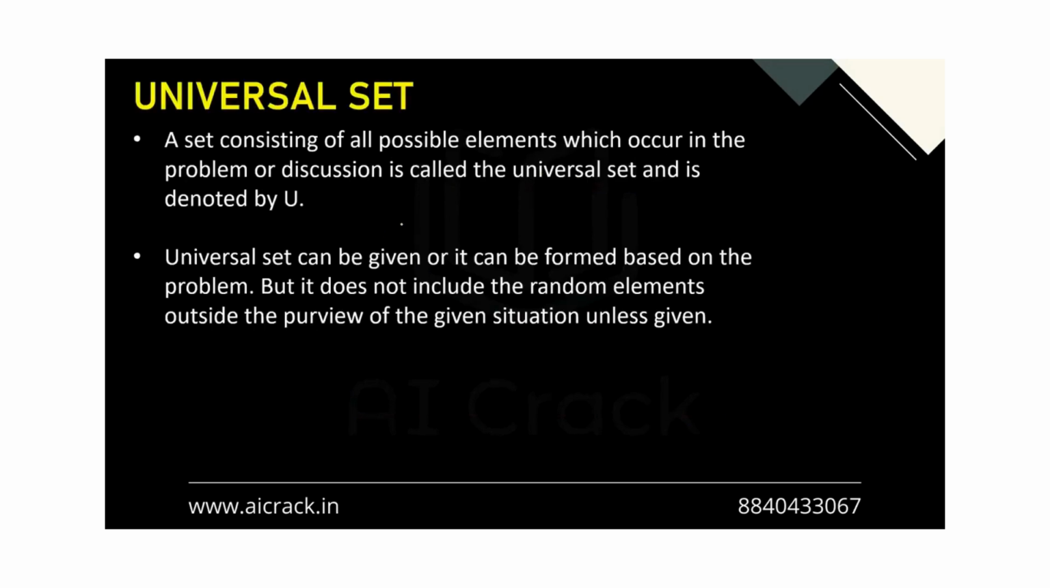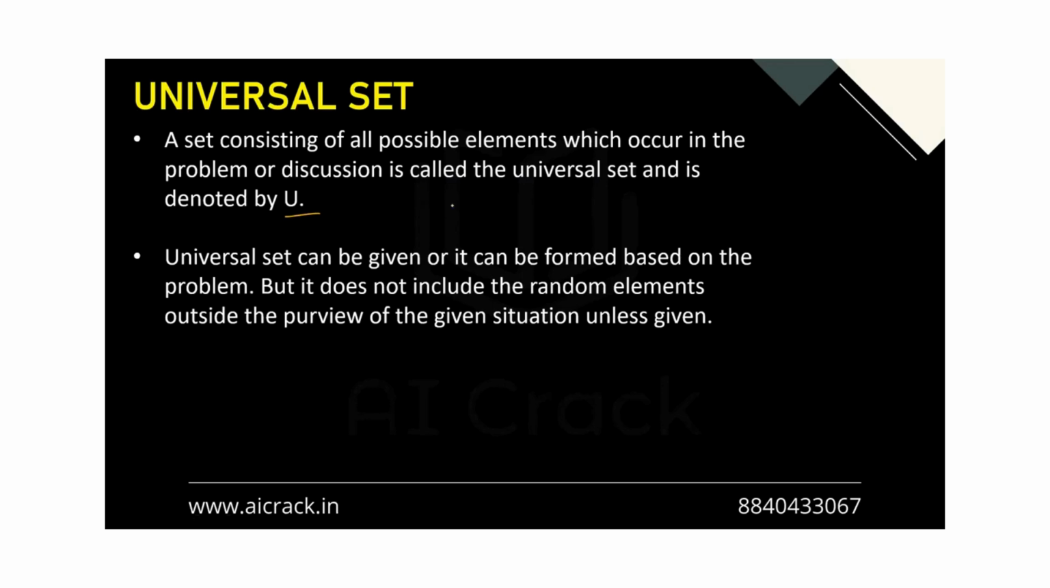Now let's talk about the universal set. A set consisting of all possible elements which occur in the problem or discussion is called the universal set and is denoted by U. That's pretty simple to understand, right? Now there are two conditions for the universal set. Sometimes in the problem or discussion, they will give us the universal set. So that is a fairly simple one because they have provided it, so we don't have to define it ourselves.